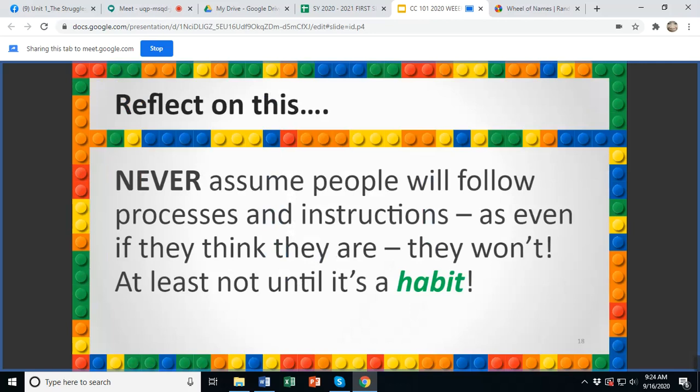So reflect on this. Never assume people will follow processes and instructions, even if they think they are. They won't. At least not until it is a habit. Okay. Now this is my job as your instructional coach. From the very start, I know that not all of you are very fond of following instructions.